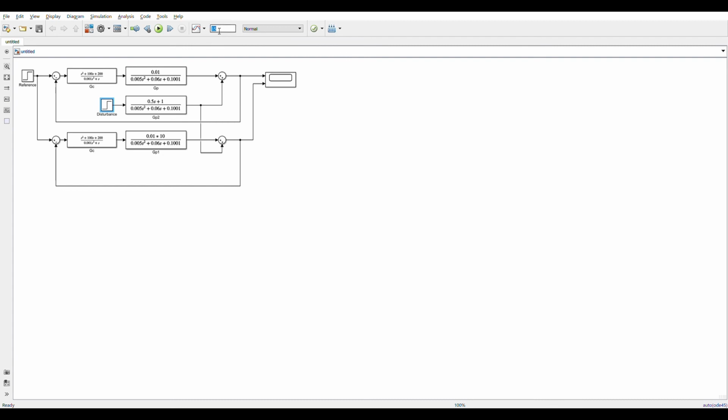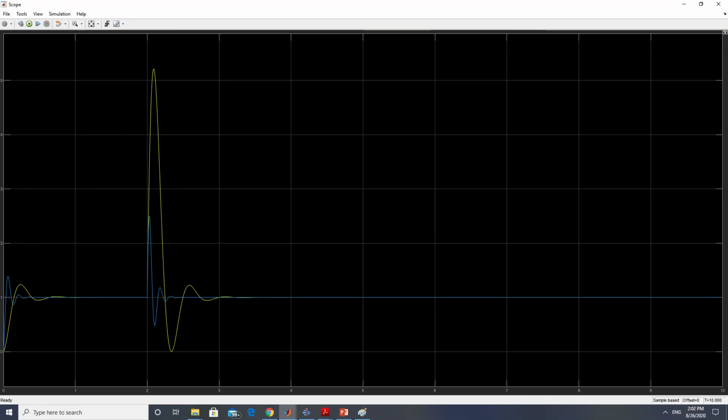Okay, so let me set this to 10 as well. And then let's run it to see how the graphs that we have for the output of the system will be different. Okay, so here in this graph you can see what happens.